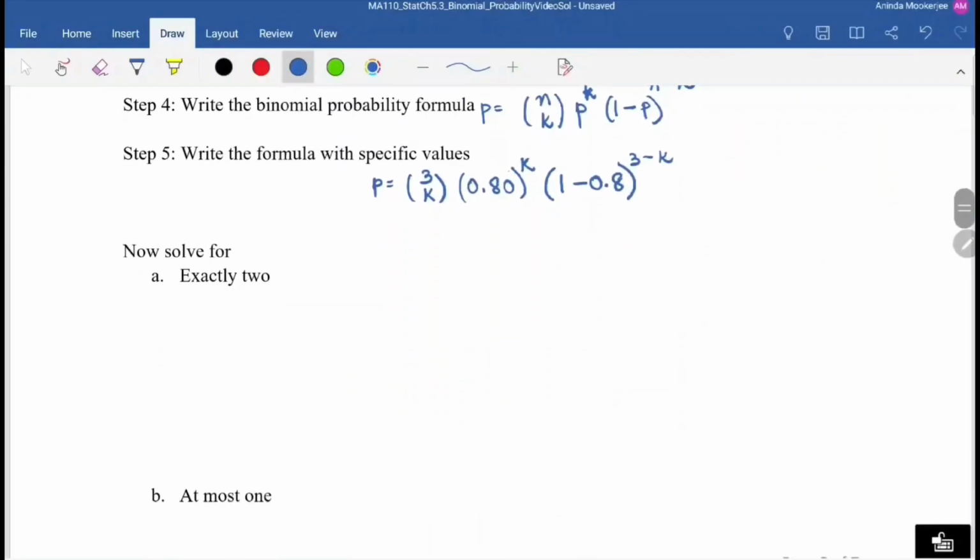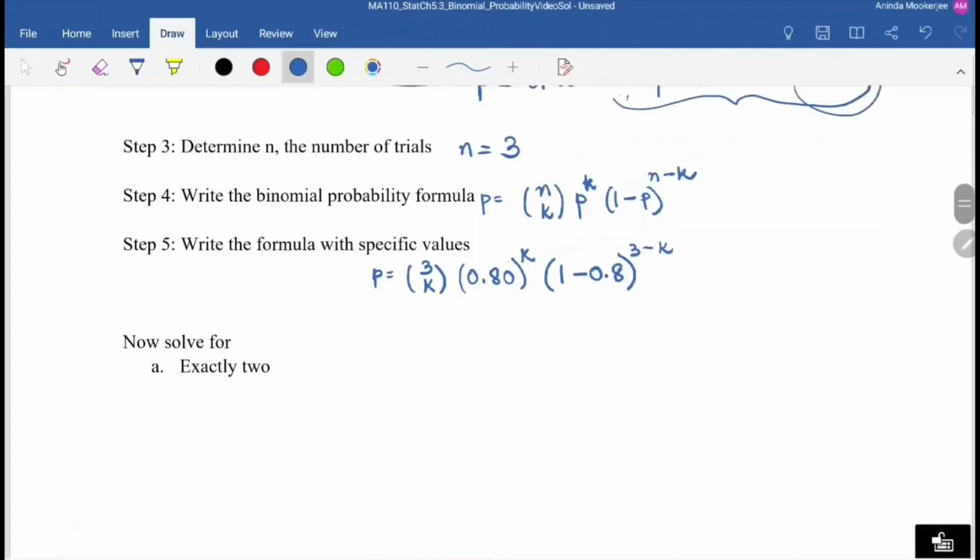Now solve for exactly 2. That means what is the probability of finding exactly 2 people alive at age 65? So let's work this out. All you need to do is plug in values into this formula and do the calculations correctly. Exactly 2, that means K is 2. Remember I said in order to find the value of K, we have to look into the events whose probability we are calculating. So we are at that point now. For the first question, our K is a 2.